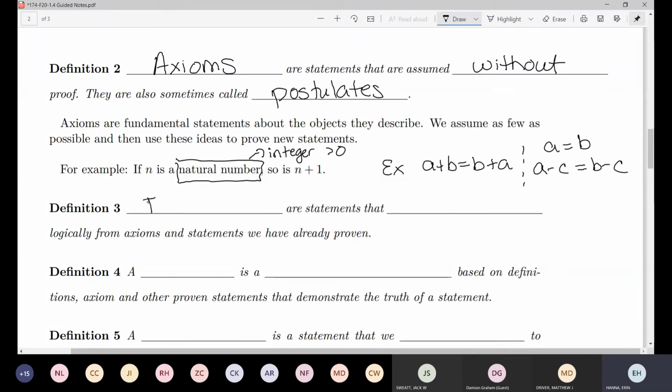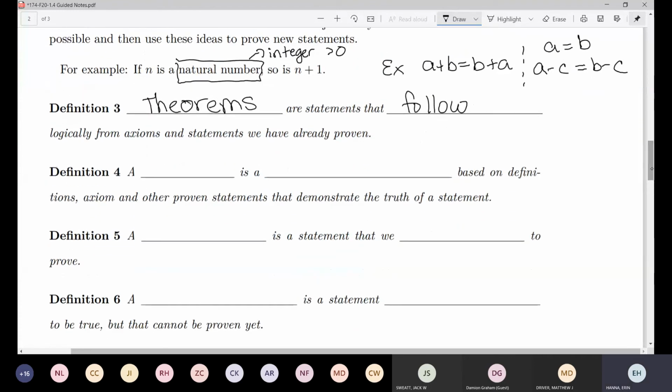So, theorems are statements that follow logically from axioms and statements that have already been proven. So essentially you say something, you can prove it's true, it's a theorem now. We have some things that are below theorems, but we've got something else first. I'm getting ahead of myself.